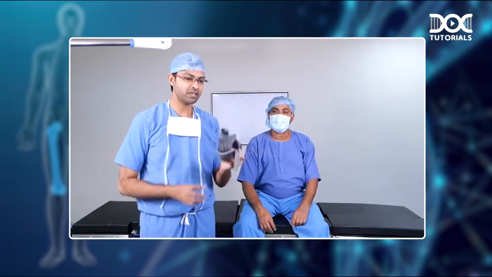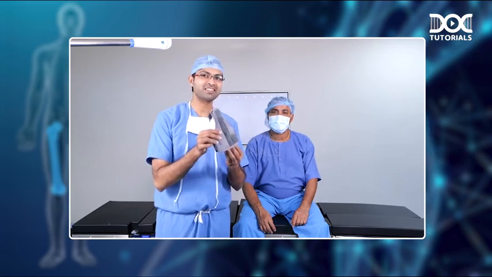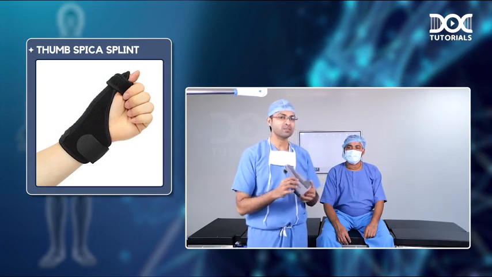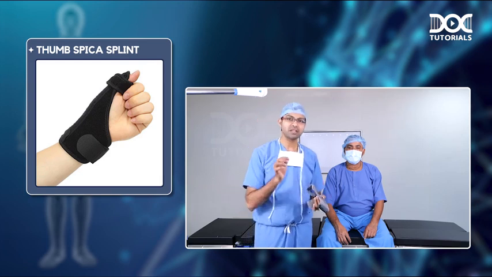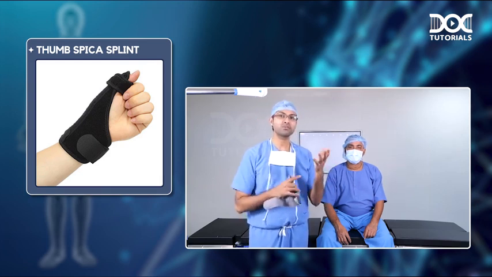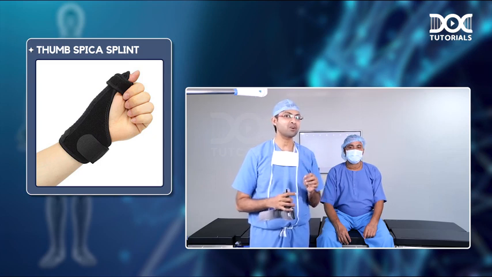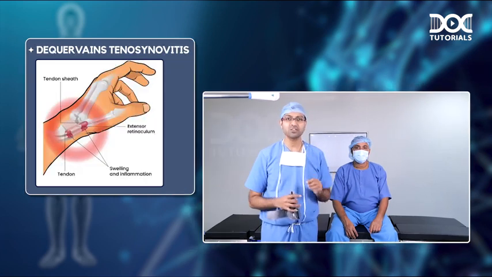Let's look at the next splint. Can you tell me what splint is this? This is the thumb spica splint. What is that? Thumb spica splint is used for temporarily immobilizing your thumb. You can use it for minor thumb injuries, but primarily it is used for a condition called de Quervain's tenosynovitis.